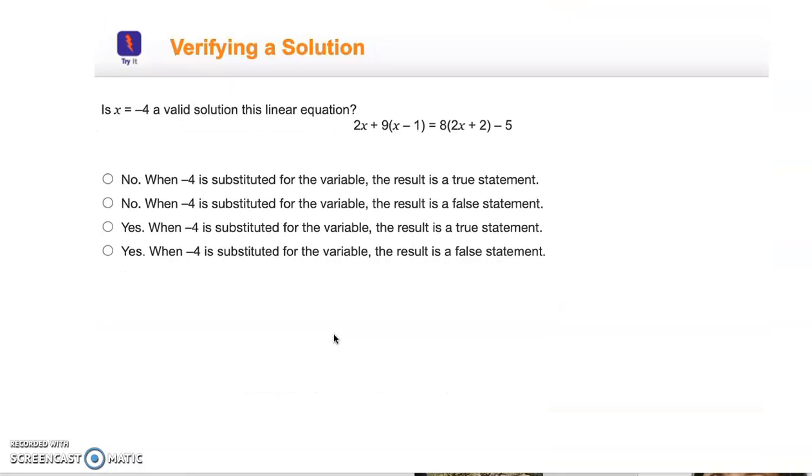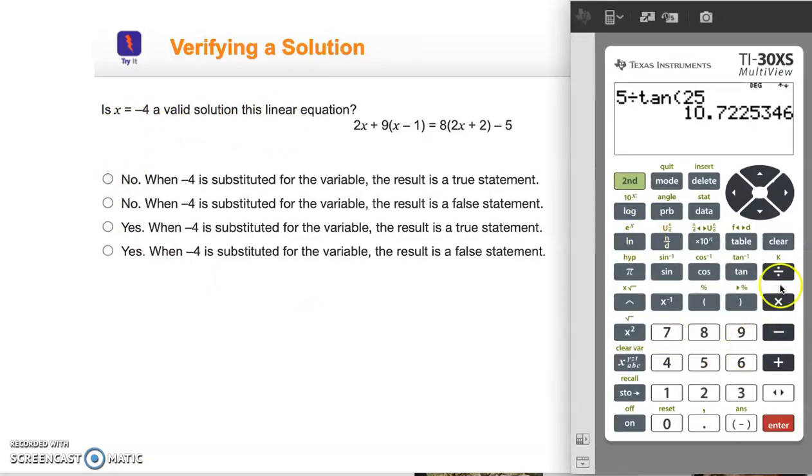Now, one thing you can always do is verify the solution. Is x equals negative 4 a valid solution? So I'm going to show you, if we pull up our calculator here, let's clear this out. We can just substitute in negative 4. So I'm just going to walk right through. 2 times negative 4 plus 9 times, in parentheses, negative 4 minus 1. And I get negative 53.